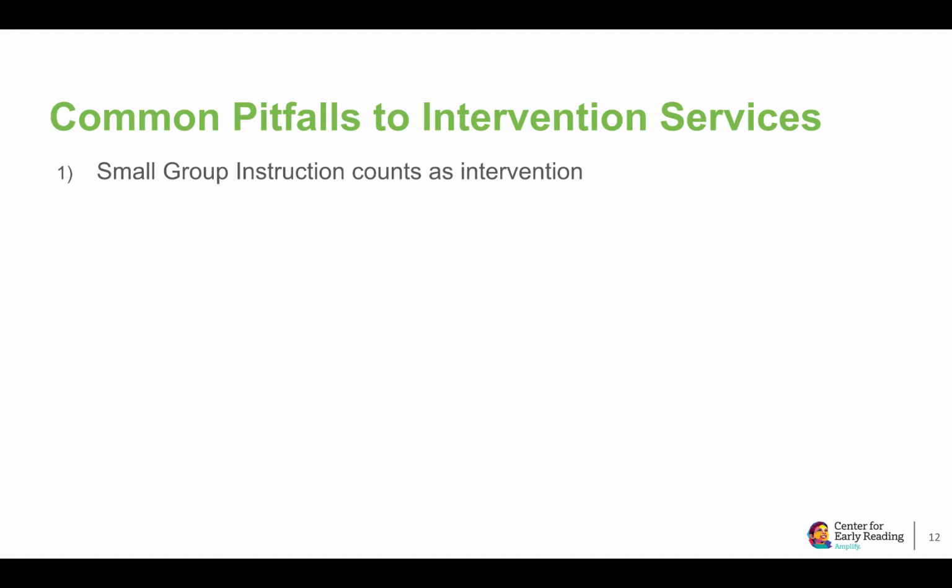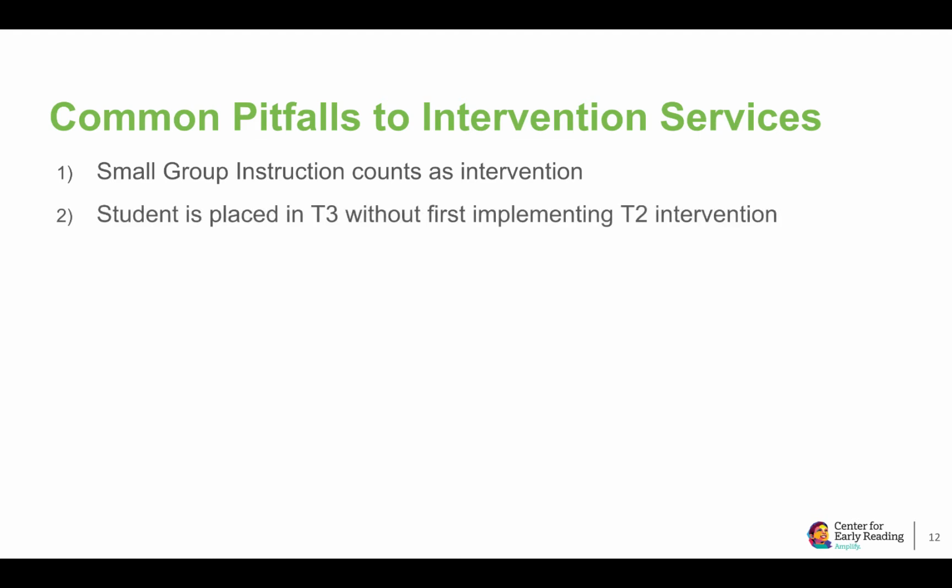Small group instruction that happens in the core literacy block should not count as an intervention, as all students should get this support. A Tier 2 or 3 intervention should take place in addition to whatever takes place in the core literacy block. Students must first start with a Tier 2 intervention. A Tier 2 intervention might be enough to close the gap the student has, and we need to think about how to get the student caught up with minimal interruptions to the rest of the curriculum.